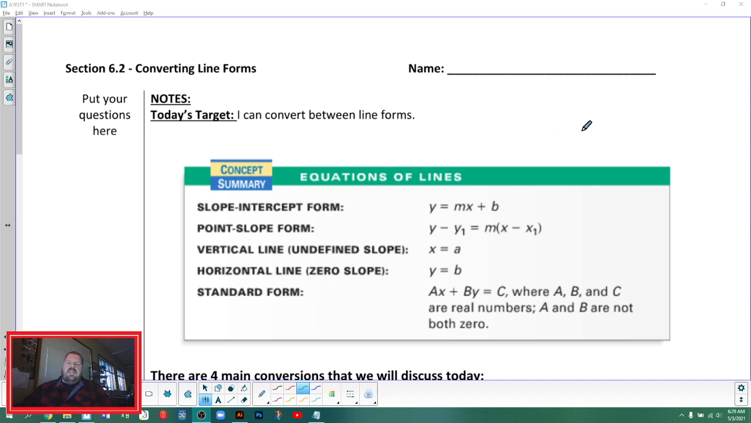And in today's lecture, we're going to start talking about converting line forms, so going from one equation of a line to another. Basically, it's going to turn out to be just solve the equation for the variable or variables that you would like to see.